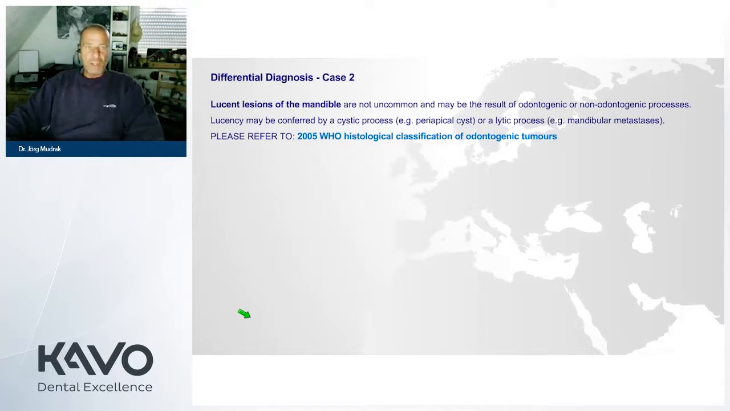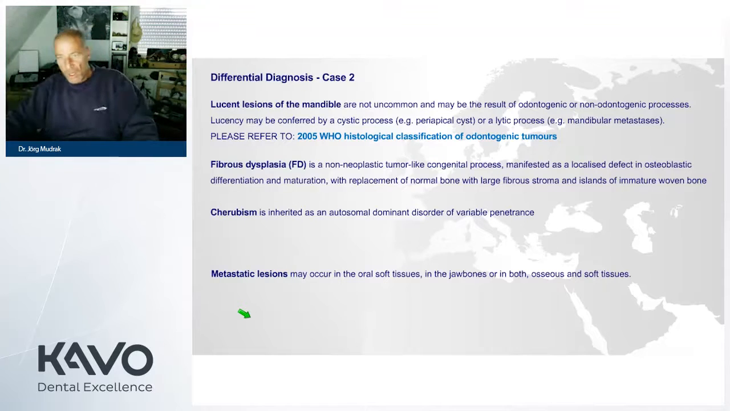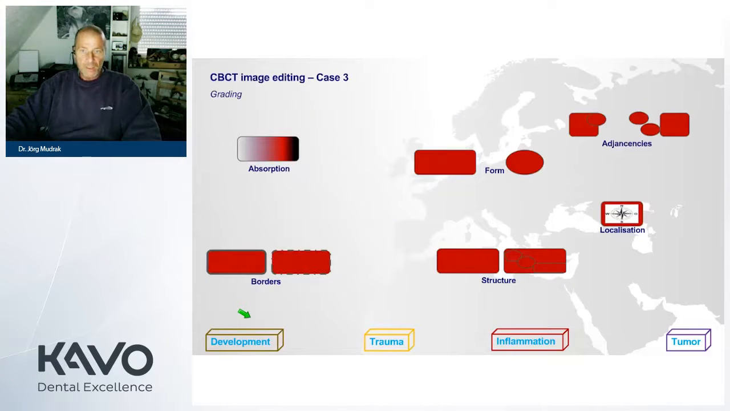Now, as I mentioned, let's take a look at the lucency differential diagnosis. We have fibrous dysplasia again, and some metastatic lesions. This is very important: they may occur in the oral soft tissues, in the jawbones, in both osseous and soft tissues. It's very important to know. We will see that later on. So now we are looking at case number 3. First of all, again, our grading. We have our boxes and we have our single issues, single files.